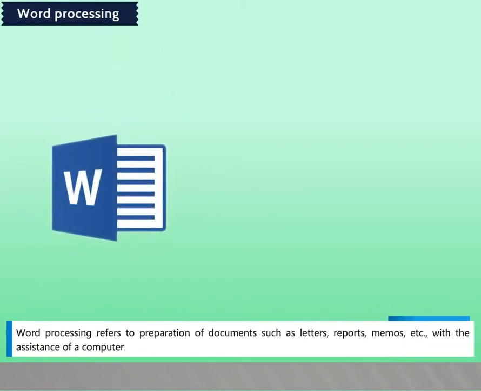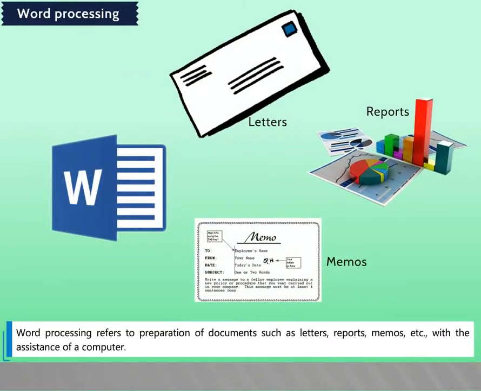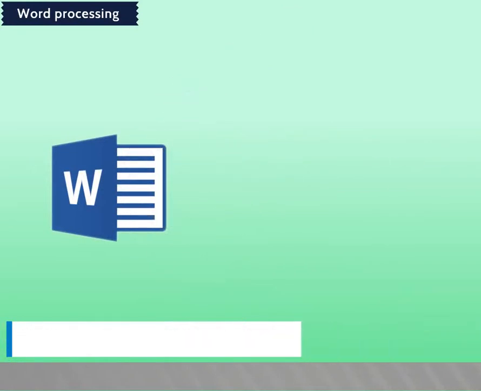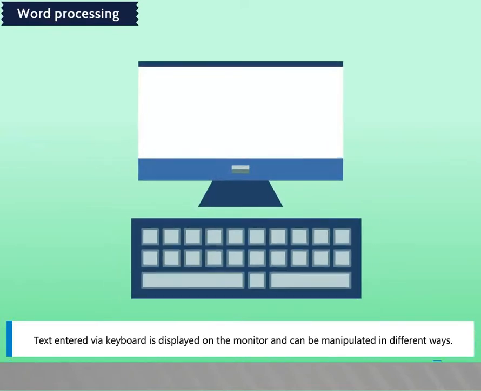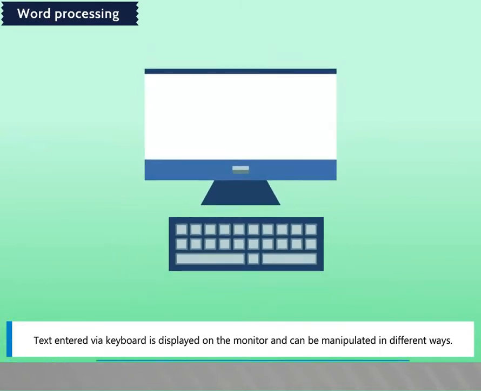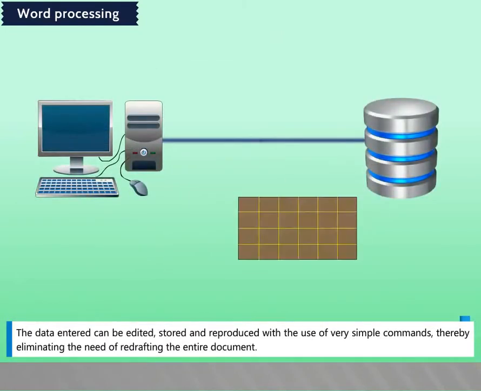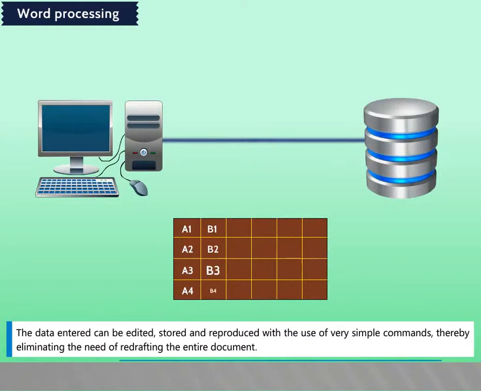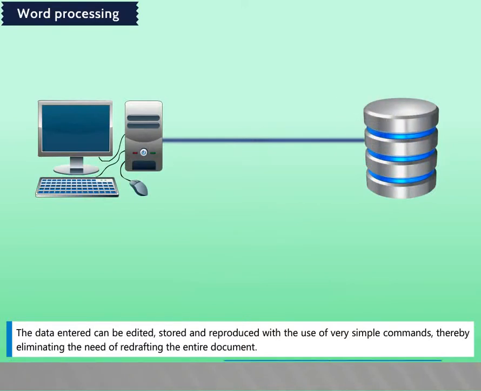Word processing. Word processing refers to preparation of documents such as letters, reports, memos, etc. with the assistance of a computer. Text entered via keyboard is displayed on the monitor and can be manipulated in different ways. The data entered can be edited, stored, and reproduced with the use of very simple commands, thereby eliminating the need of redrafting the entire document.